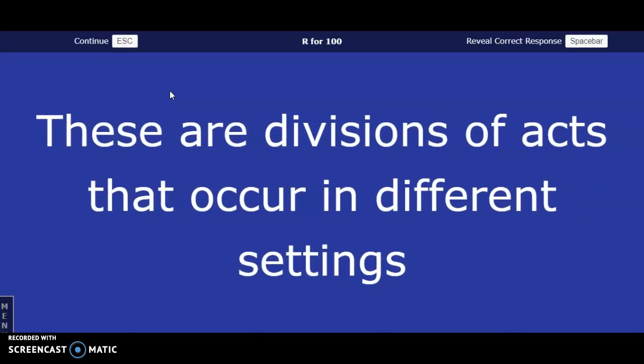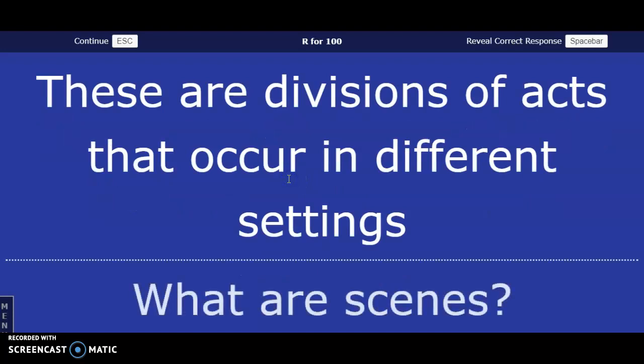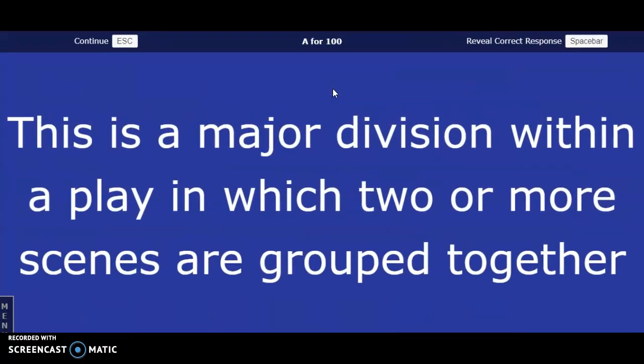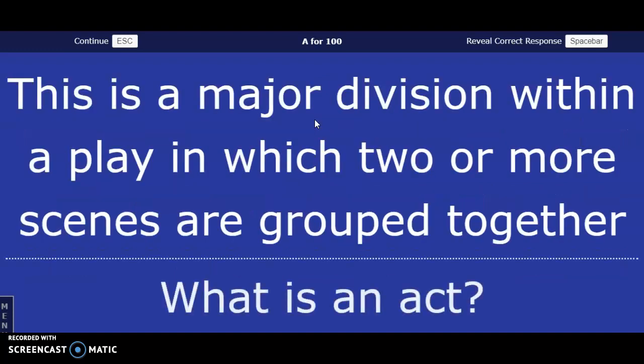R100. These are divisions of acts that occur in different settings. 3, 2, 1. Also, remember that if you're not ready for the answer, you can just pause the video. Okay, 3, 2, 1. What are scenes? A100. This is a major division within a play in which 2 or more scenes are grouped together. 3, 2, 1. What is an act?